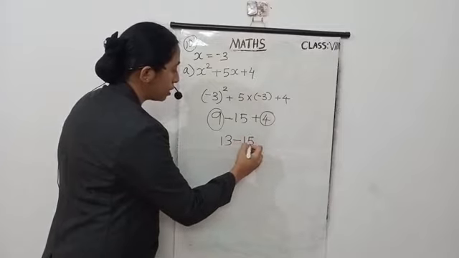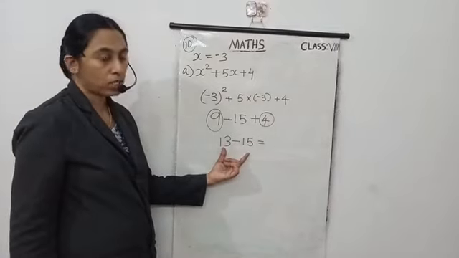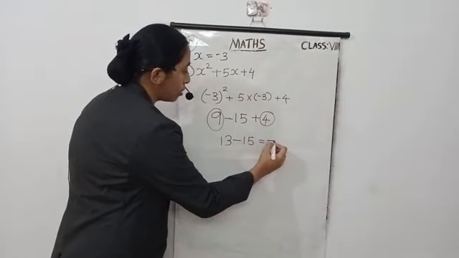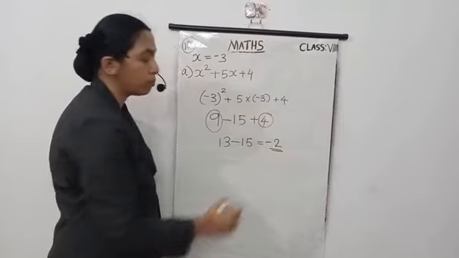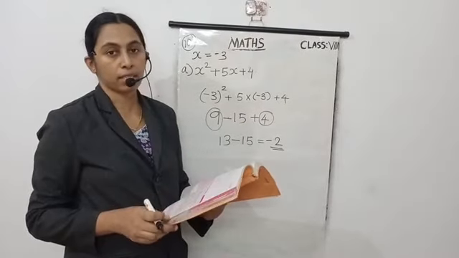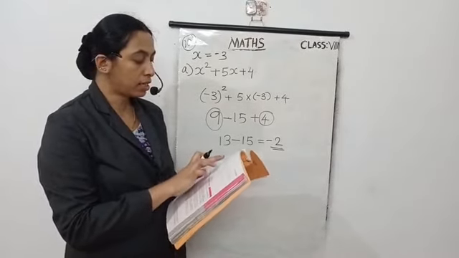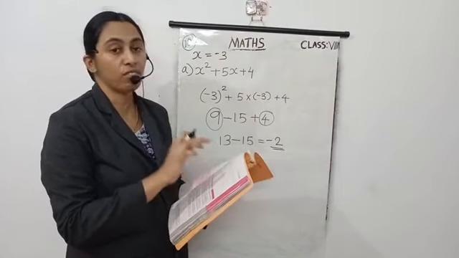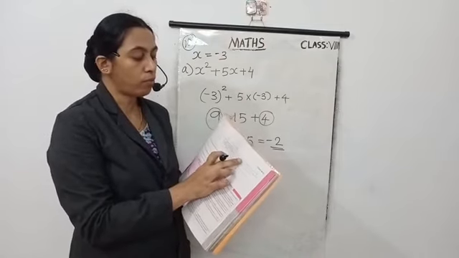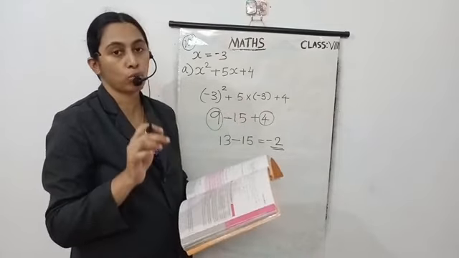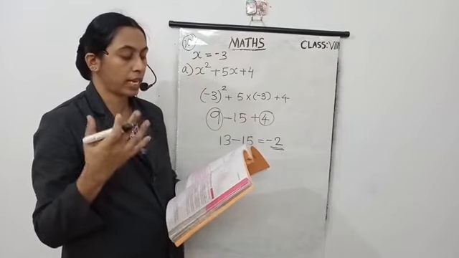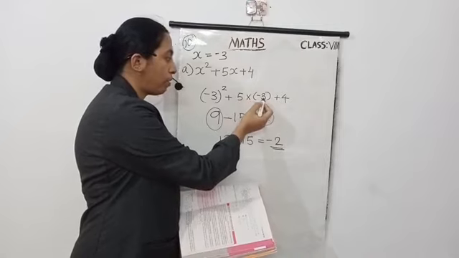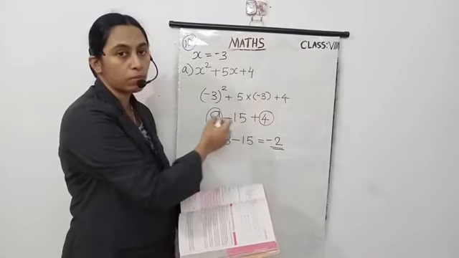Now 13 minus 15. Now this is subtraction. So 13 minus 15 is 2, and 15 is greater, so the sign is minus. So the answer is minus 2. So is it correct? No. In the textbook, for 5 into minus 3, they did 5 minus 3 is 2. So 9 plus 2 plus 4, they get 15. That is wrong. 5 into minus 3 means 5 into 3 is 15, then minus into plus is minus, so minus 15.